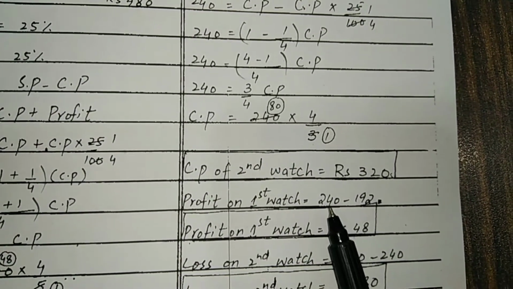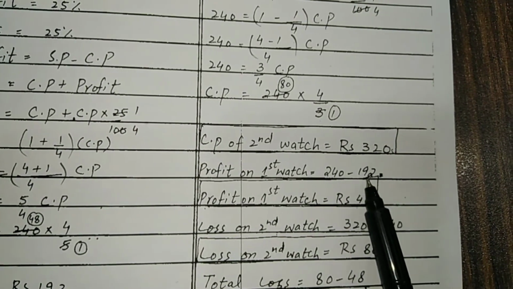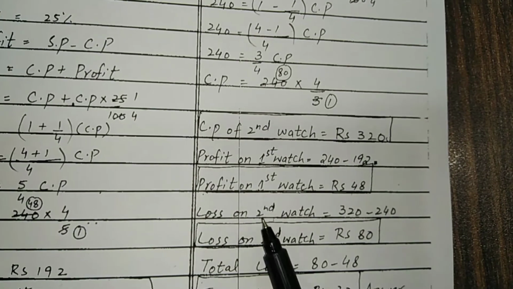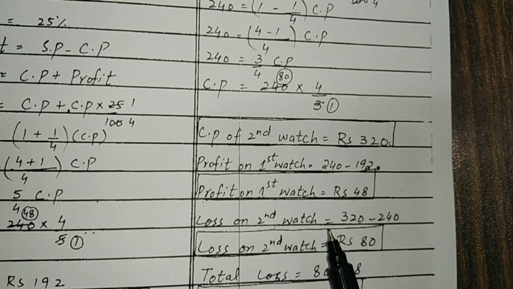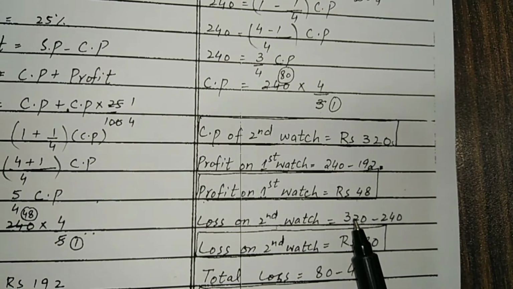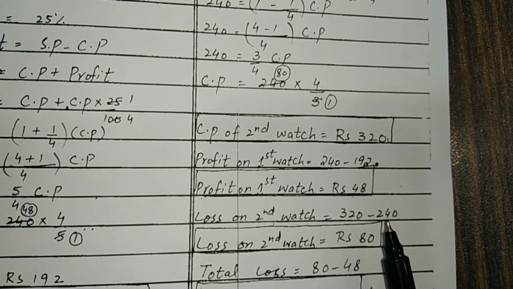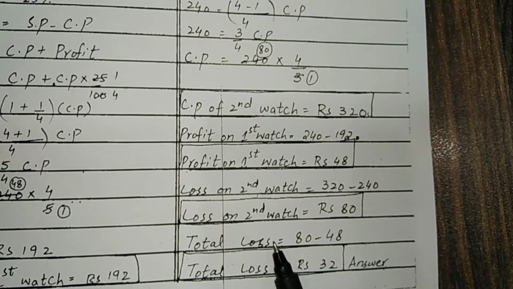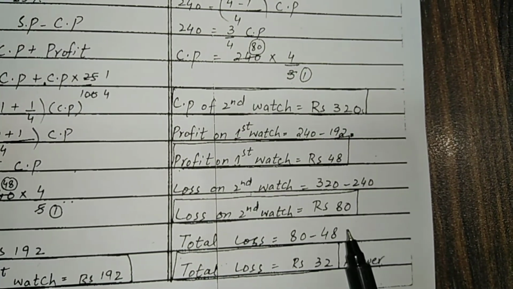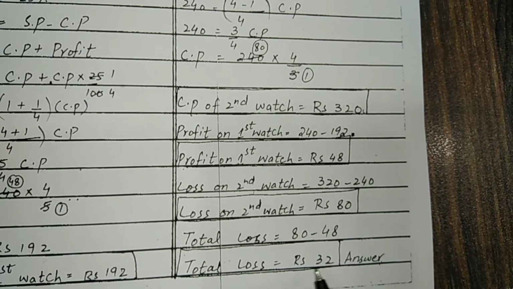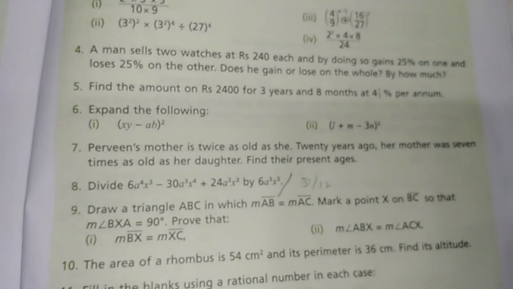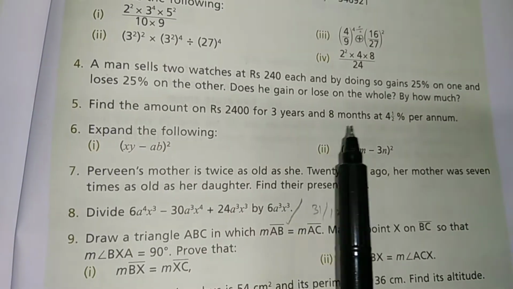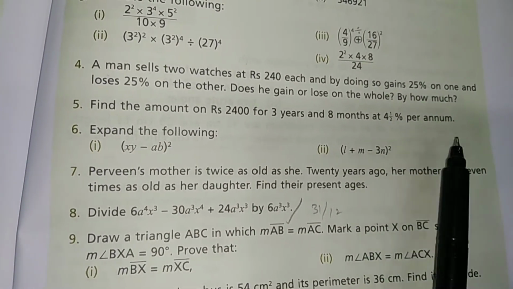Now profit on the first watch. The selling price of the first watch is 240 and its cost price is 192. So he gets a profit on the first watch of rupees 48. Now loss on the second watch: the cost price of the second watch is 320 and he sells it for 240 rupees. So he will get a loss of rupees 80 on the second watch. So total loss is equal to 80 minus 48, and the total loss is rupees 32. Question number 5. Find the amount on rupees 2400 for 3 years and 8 months at 4.5% per annum.